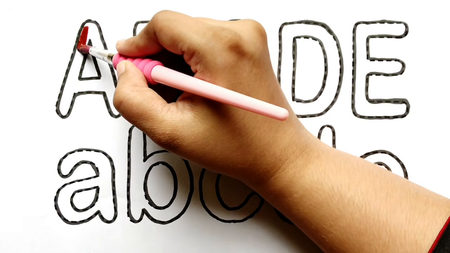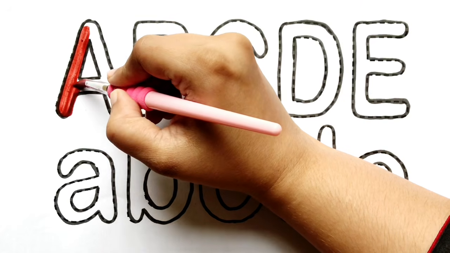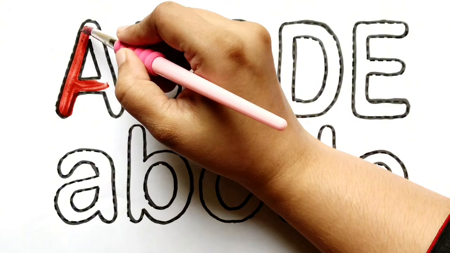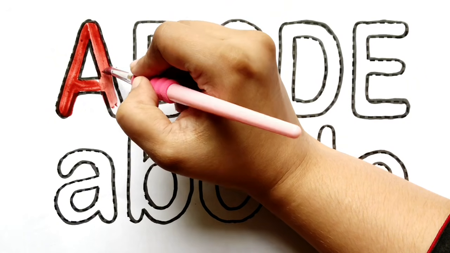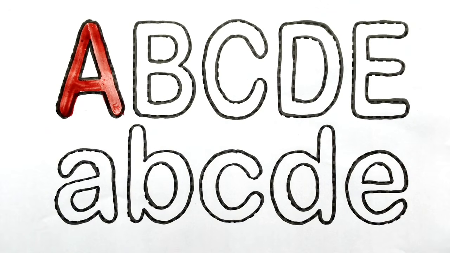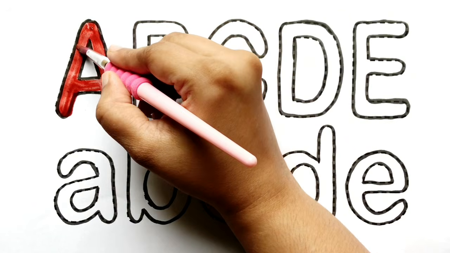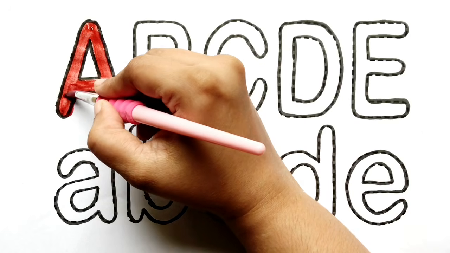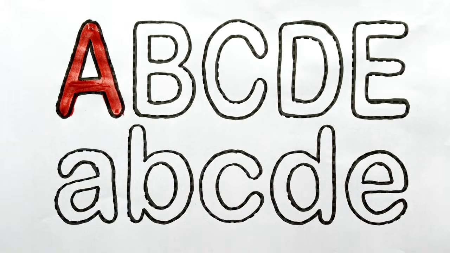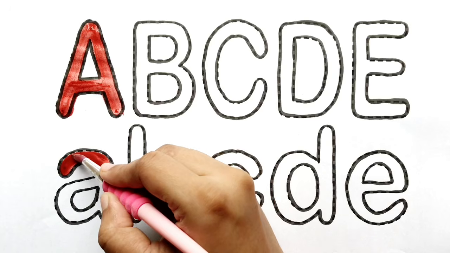Brown color. Uppercase letter A. A for aeroplane. Lowercase letter A. A for ant.